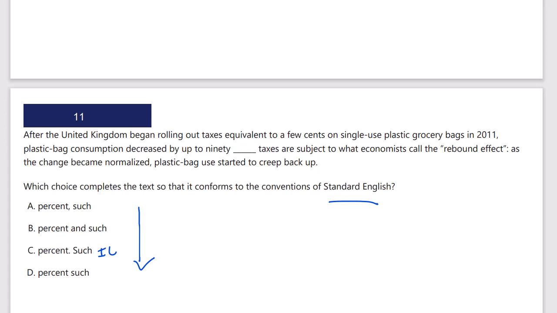So after the United Kingdom began rolling out tax equivalent to a few cents on single-use plastic grocery bags in 2011, plastic bag consumption decreased up to 90%. Period. That's my main independent clause right there. Such taxes are subject to what economists call the rebound effect, with a colon, as the change became. So such taxes are subject to what economists call the rebound effect. That's an independent clause. I do need my independent clause combination. C is correct.